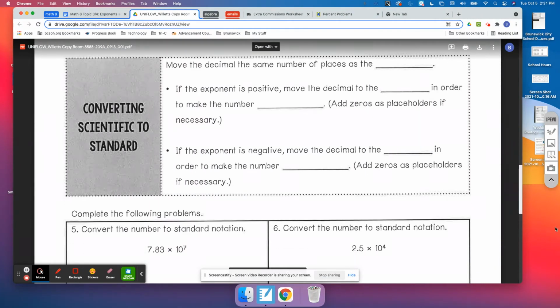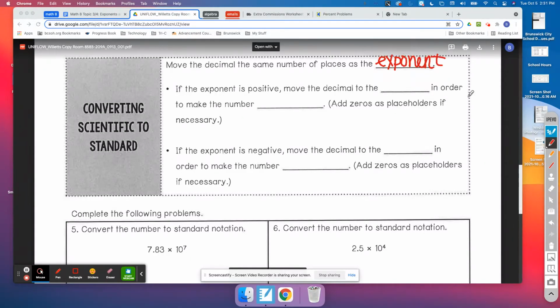Next, we're going to convert from scientific to standard notation. So we're going to move the decimal the same places as the exponents. Now they're going to give us the scientific notation, and we have to create the number. If the exponent is positive, we move the decimal place to the right in order to make the number larger. If we have to add zeros, we'll add zeros. If the exponent is negative, we move the decimal to the left in order to make the number smaller, and we add zeros where necessary.